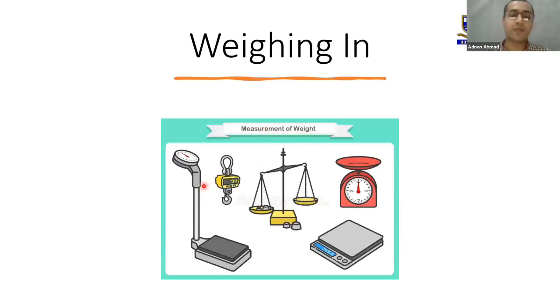So these are some of the apparatuses, or instruments, that we use to measure weight. This is a digital balance. This is a spring balance. This is a traditional rod balance. This is again a spring balance, and this is another example of a spring balance, right? So these are some of the instruments that are used to measure weight.